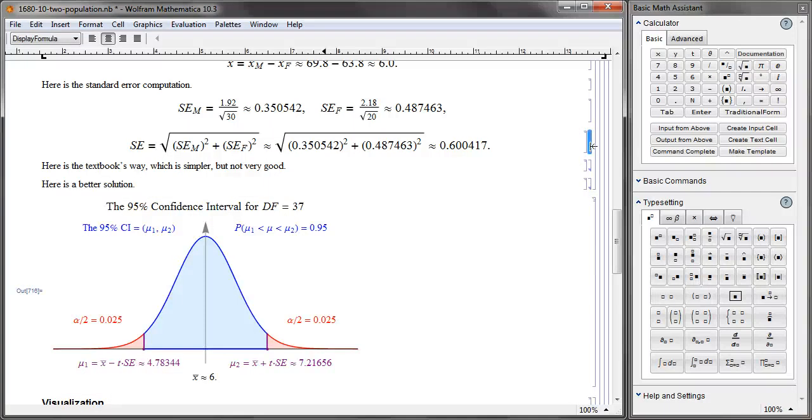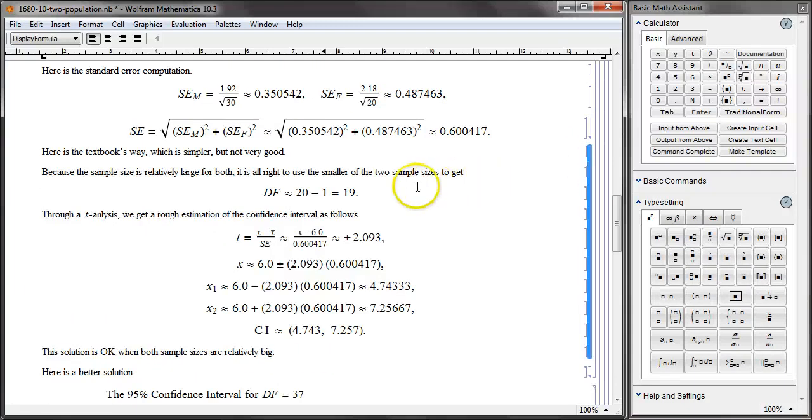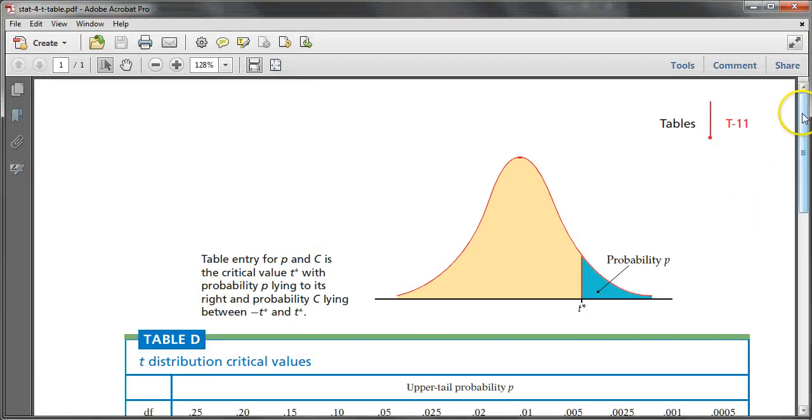Now here's the textbook's way, which is simpler, but this is not very good. We simply take the degree of freedom as 19 because for female 19, for male 29, so we simply take the smaller. Then what do we get? Well, look up this t-table. We want a 95% confidence interval, so we want 2.5% to the right hand side.